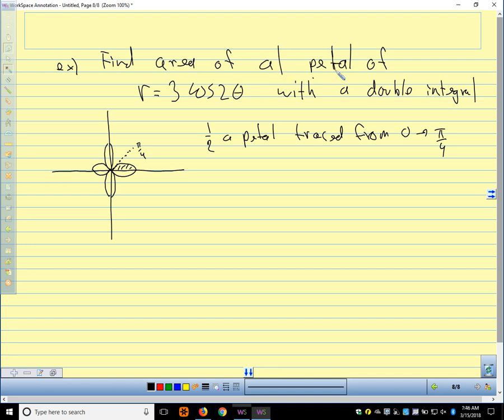How about the area of all petals? We want the entire area. If we do it from 0 to pi over 2, do we get one petal? That's not how it traces. It traces like this, but you'd still get two petals within that area. One will be positive.